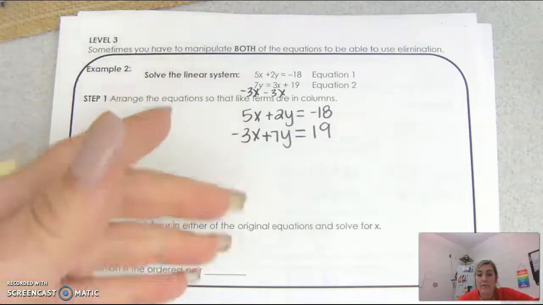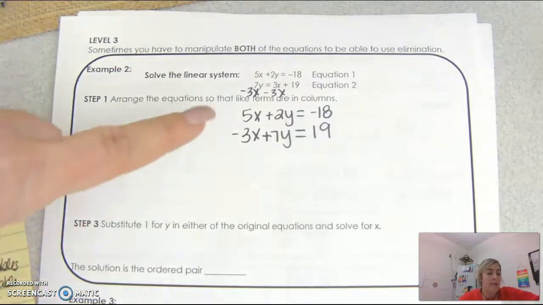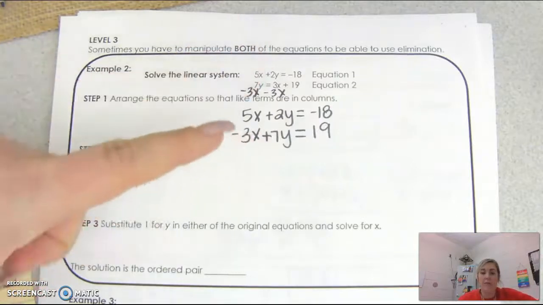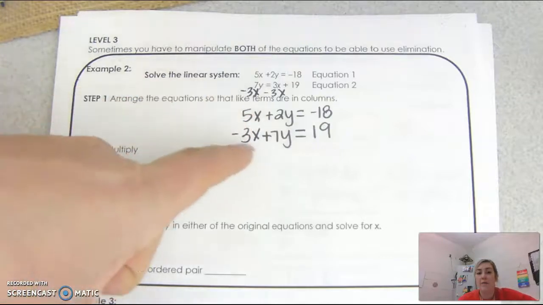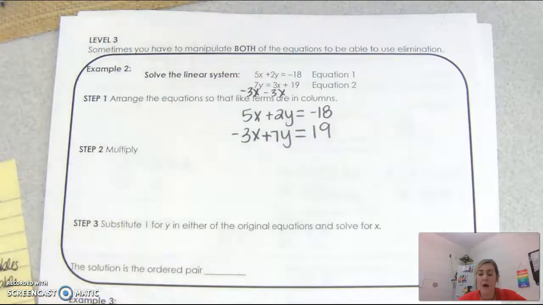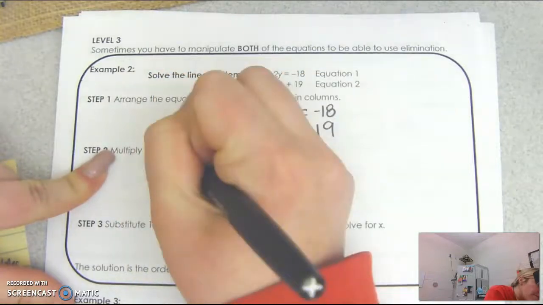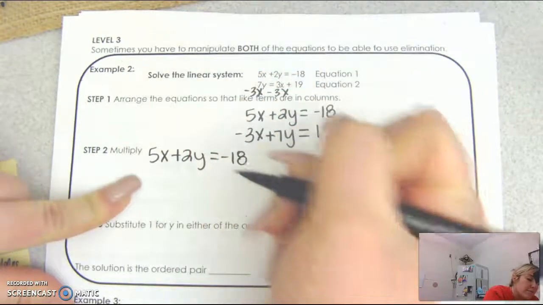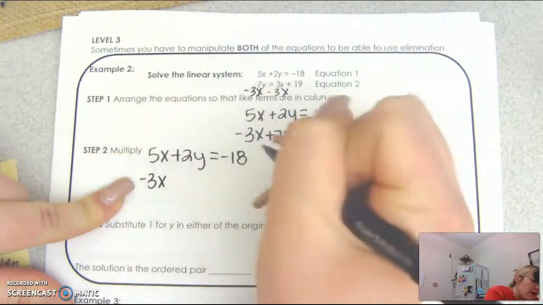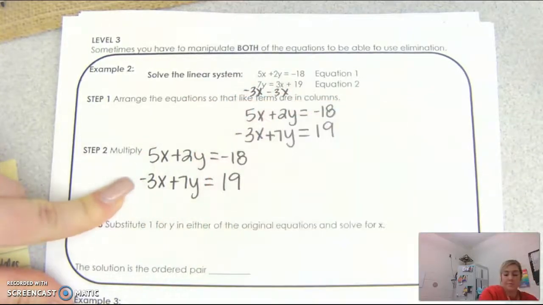So now I need to pick a variable that I want to cancel. The way I like to decide which one to pick is if one of them is positive and negative. So if you look, my 5, my x's, that's positive. My 3 is negative. So I'm going to focus on getting rid of my x values. So on step 2, I'm going to rewrite the top equation. 5x plus 2y equals negative 18. And then rewrite the bottom. So negative 3x plus 7y equals 19.